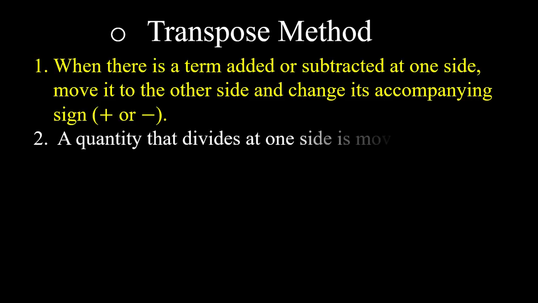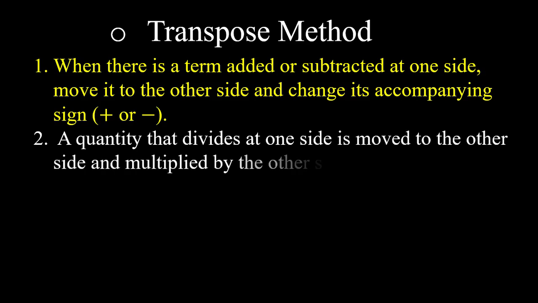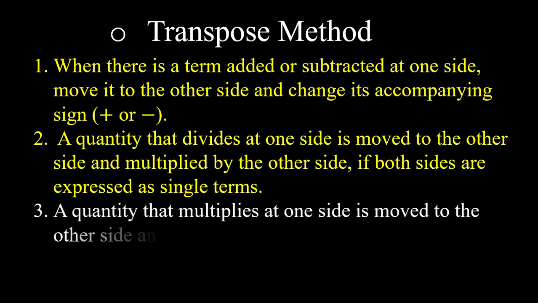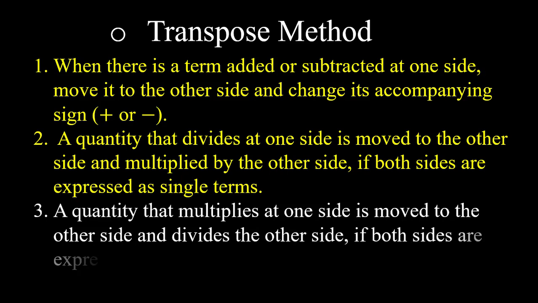Number 2, a quantity that divides at one side is moved to the other side and multiplied by the other side if both sides are expressed as single terms. And then number 3, a quantity that multiplies at one side is moved to the other side and divides the other side if both sides are expressed as single terms. And now let's move on to the practicality of it by solving some examples.